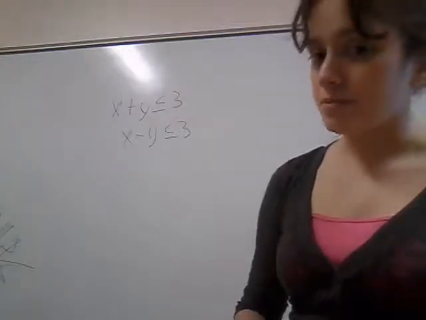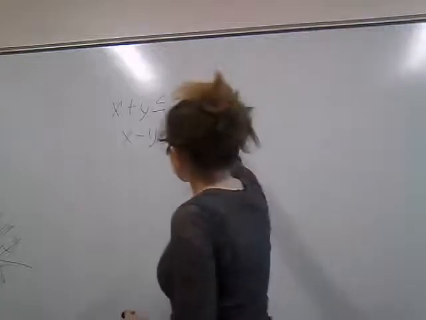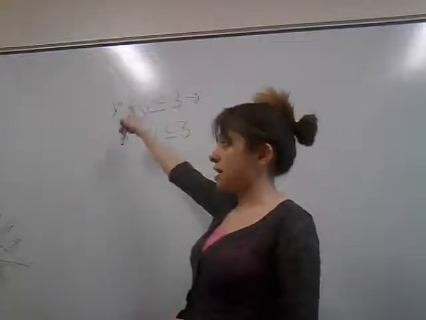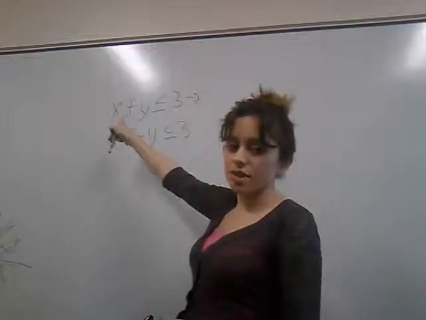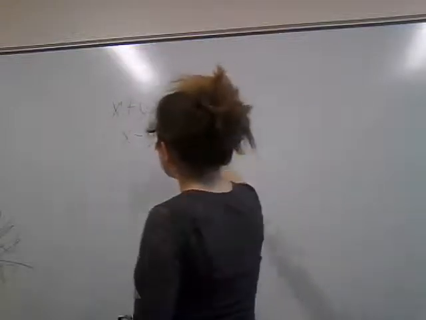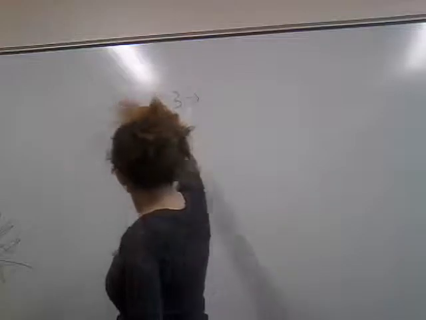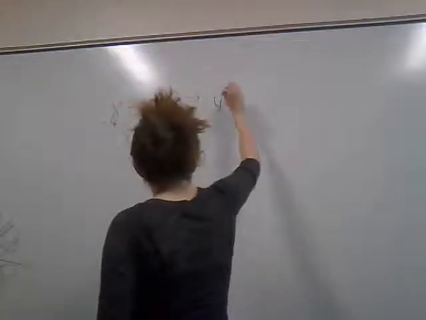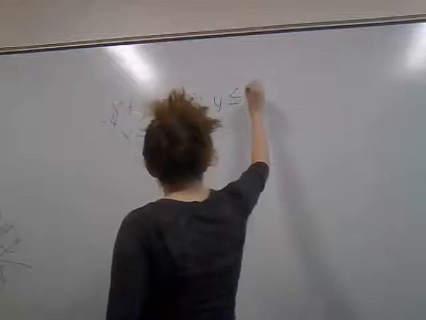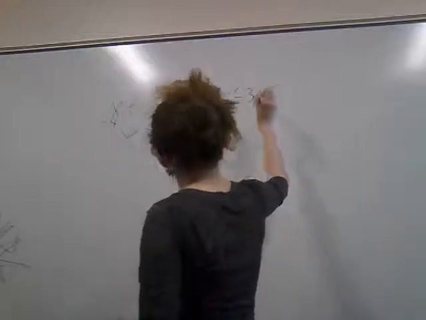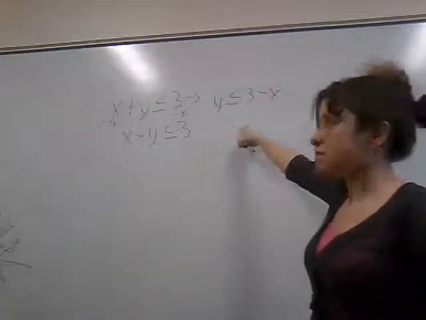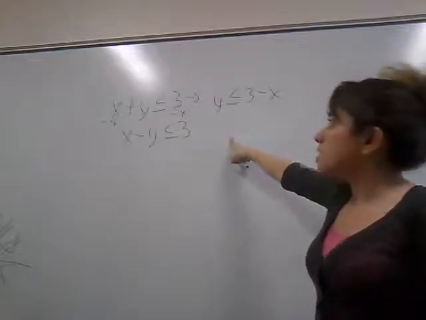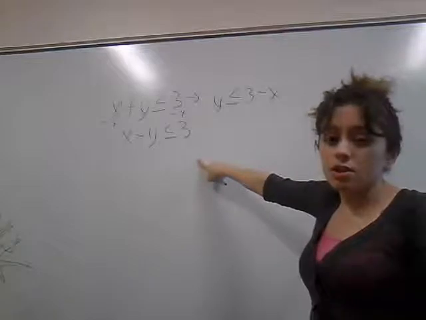So for the first one, we're just going to subtract the x from both sides. So now it's y is less than or equal to 3 minus x. Then we do the same thing for the second equation.